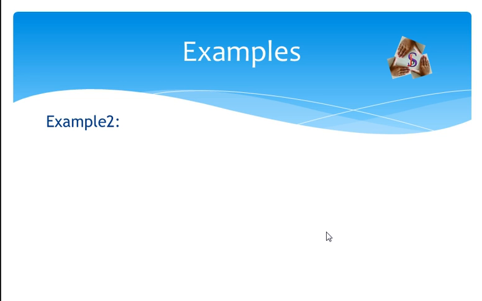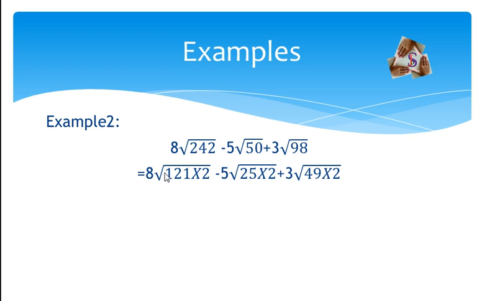Example 2. 8 into root of 242 minus 5 root 50 plus 3 root 98. That is 8 into root of 121 into 2 minus 5 into root of 25 into 2 plus 3 into root of 49 into 2. That's equal to, root 121 is 11. So it's 8 into 11 into root 2 minus 5 into 5 into root 2 plus 3 into root 49 is 7 into root 2.